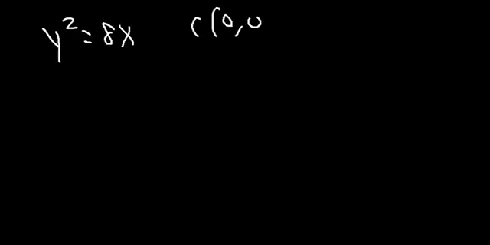Let's start with the basics. Let's say that y squared is equal to 8x. So that means there's no h and k, so the center is (0, 0). Or at least, we really don't have a center. We should really call it the vertex. That's at (0, 0).